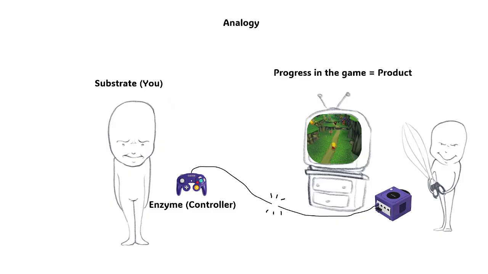Even though you're still holding the controller, it no longer works, and the game cannot progress as the connection has been broken. In contrast to competitive inhibition, in non-competitive inhibition, adding more substrate, such as a friend similar to you, will not give you a better chance of making progress in your game, as the controller still doesn't work.